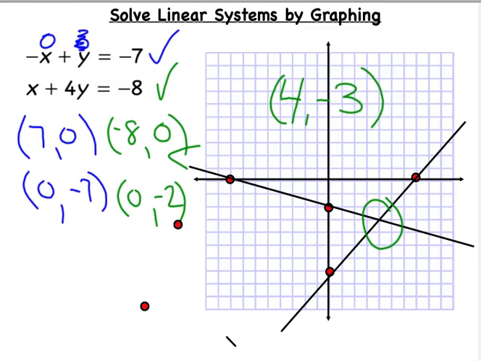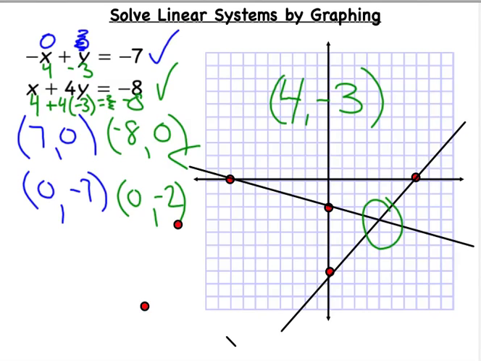And we can see if we check, if we plug in 4 and -3 here, 4 minus 3 is... -4 minus 3 is -7. And 4 plus 4 times -3 here does give us -8. So 4 minus 12 is -8, -4 minus 3 is -7.